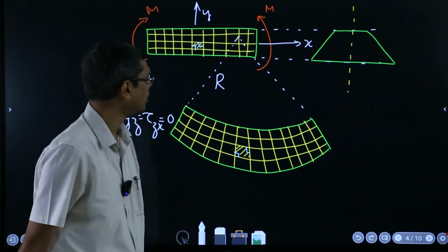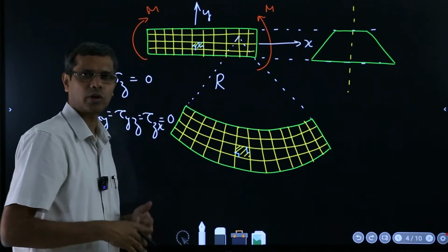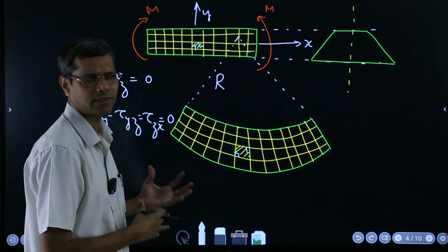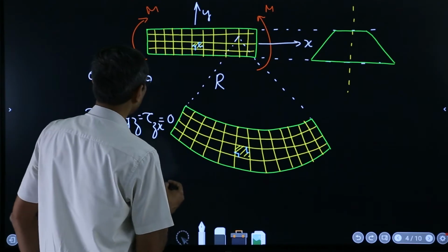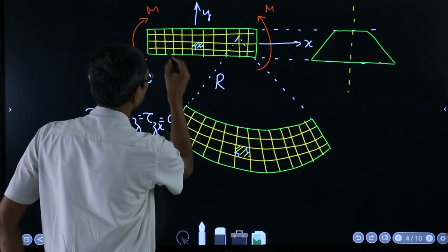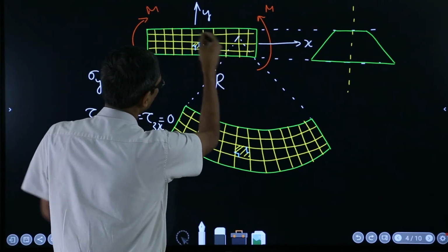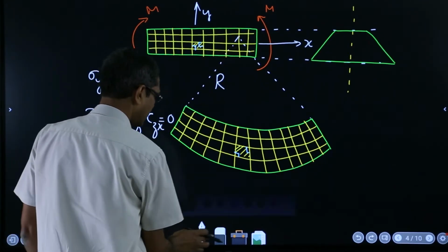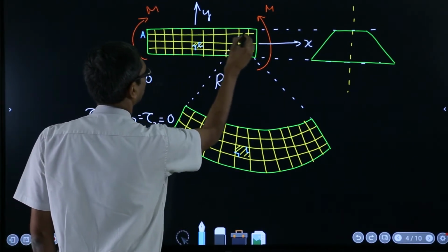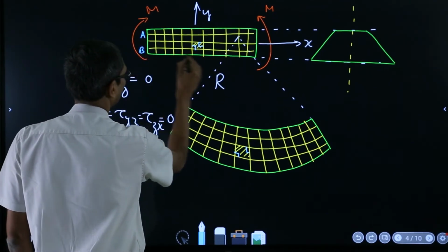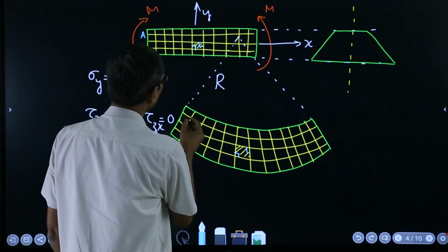Why will this be non-zero? We will discuss all these things quantitatively with equations. Here we are discussing it qualitatively so that the picture will be clear. Think about the fibers which are towards the top surface, for example the fiber named A. So this is the fiber named A, and this is the fiber named B, which is towards the lower surface.